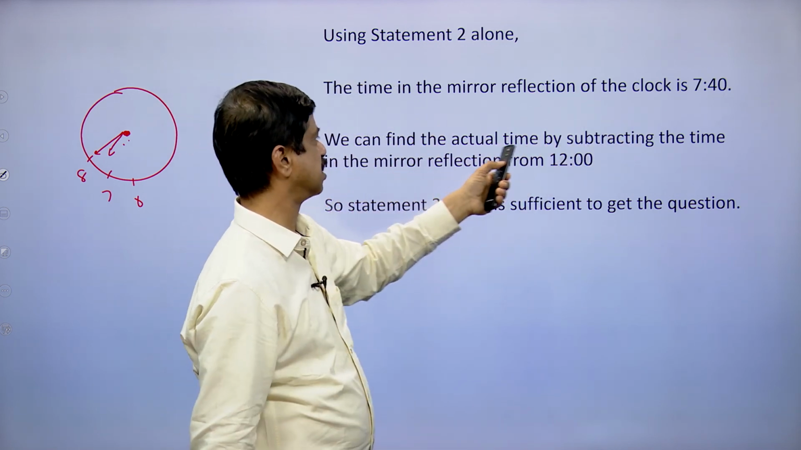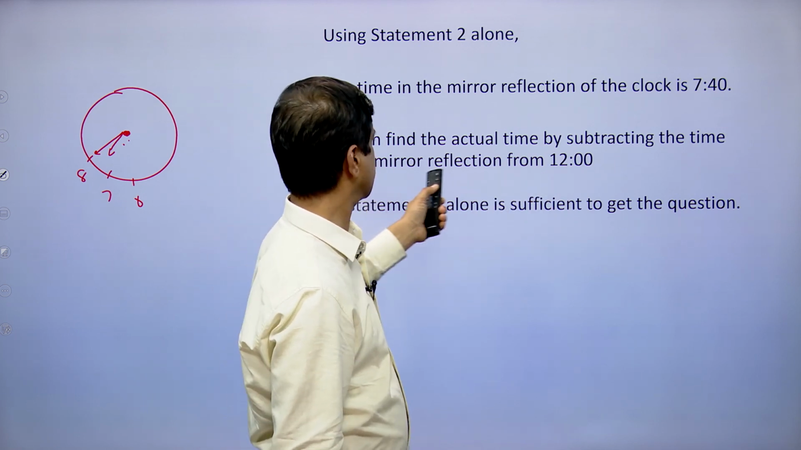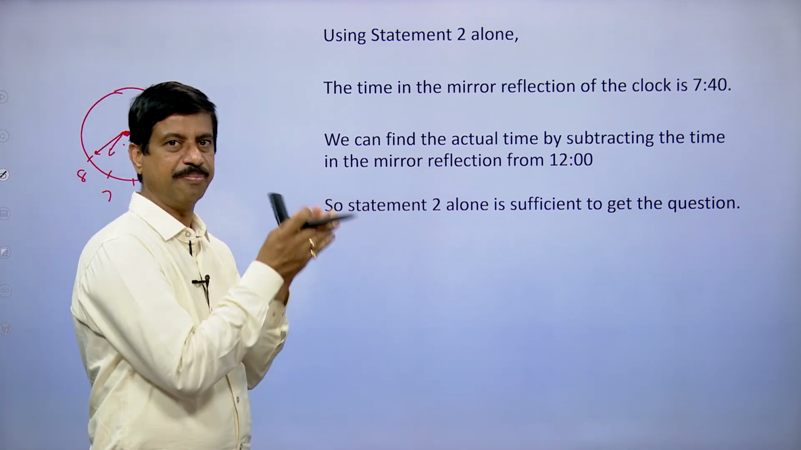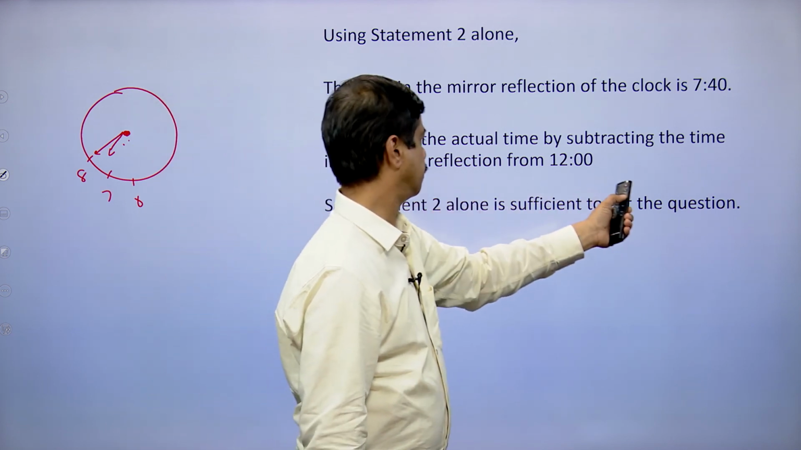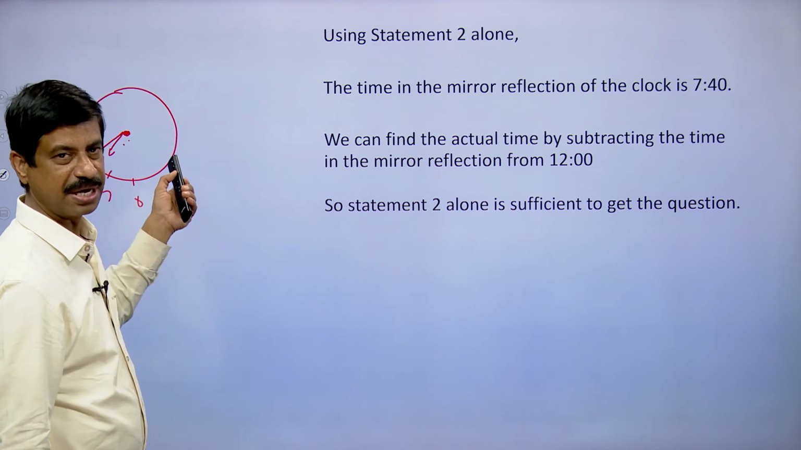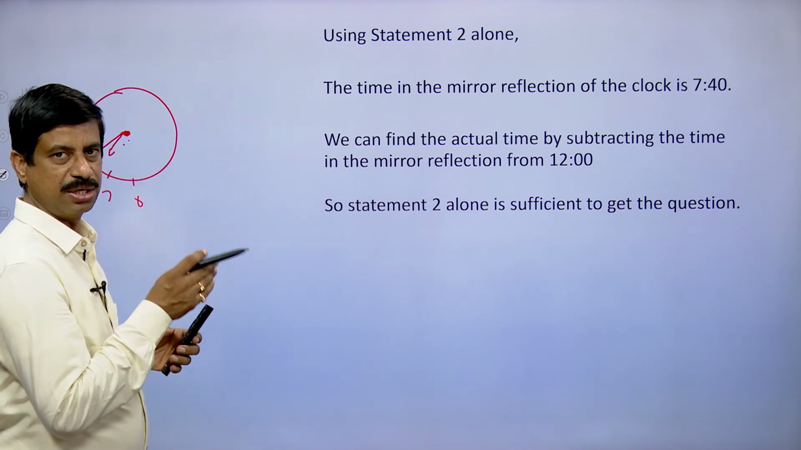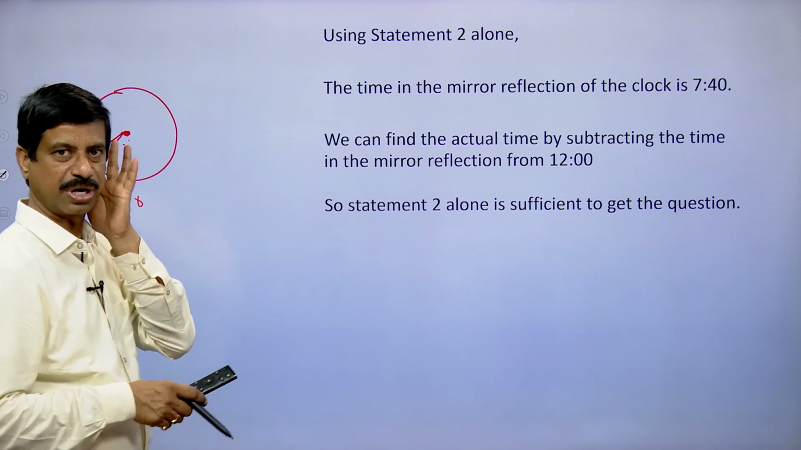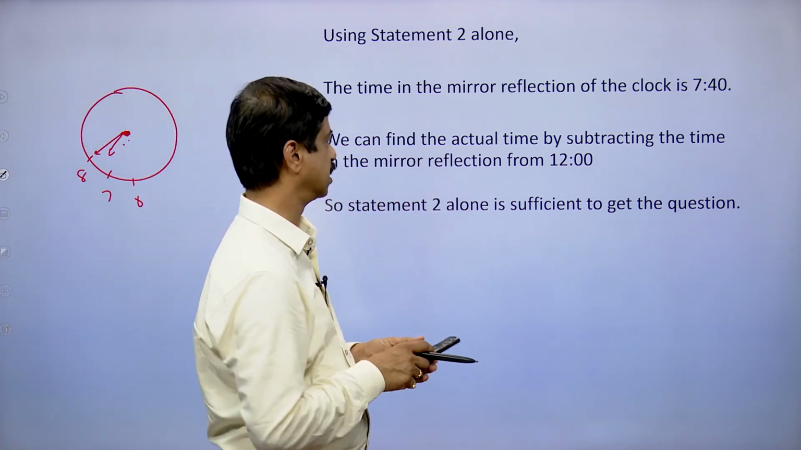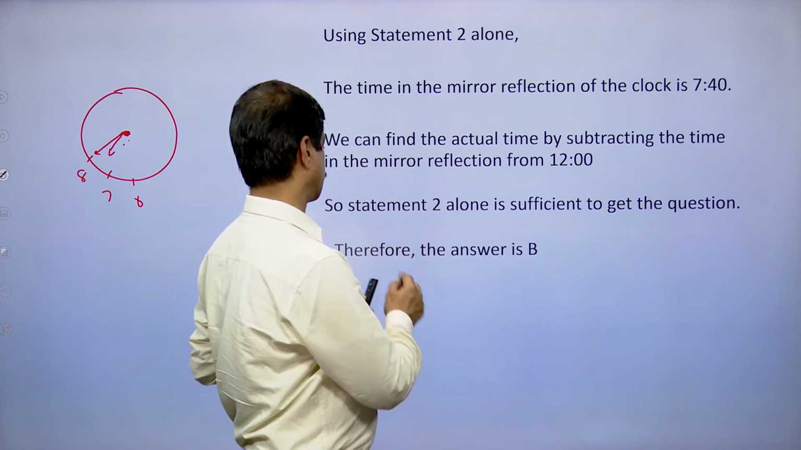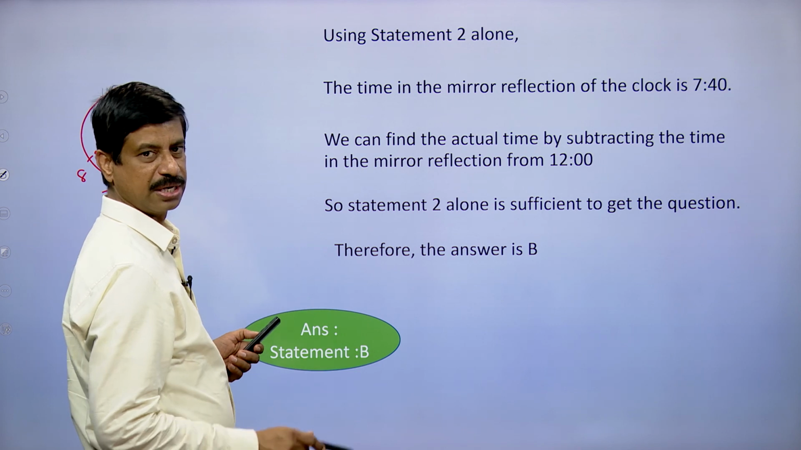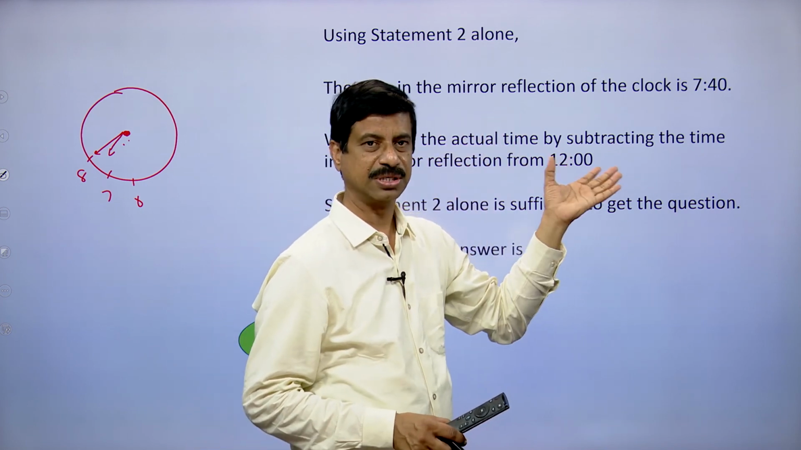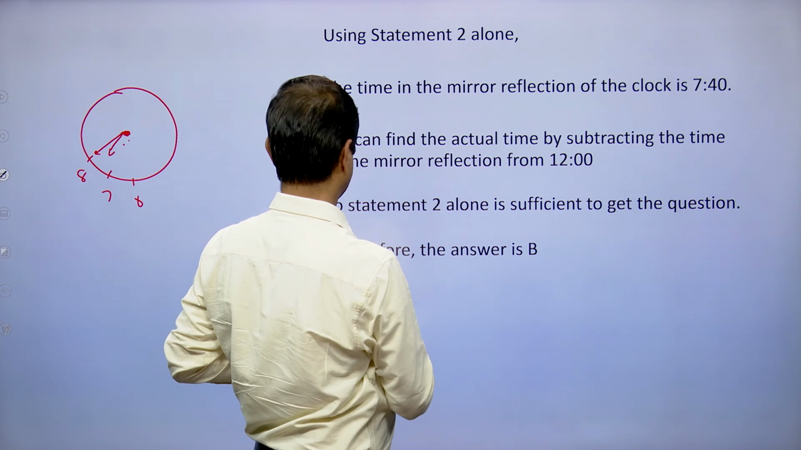The time in the mirror reflection of the clock is 7:40. We can find the actual time by subtracting the time in the mirror reflection from 12 hours. So for mirror reflections, you subtract the seen time from 12 hours, and you will get what the actual time is. So 12 minus 7:40, you will get 4 hours 20 minutes. Mirror reflection of 7:40 is 4:20. So statement 2 alone is sufficient to answer the question. Therefore, the answer is B.